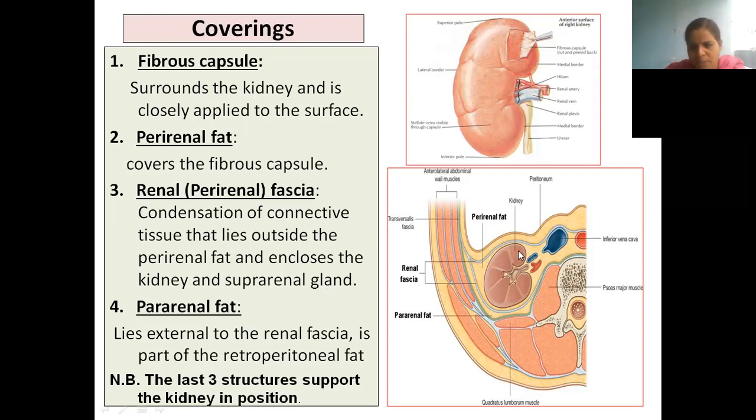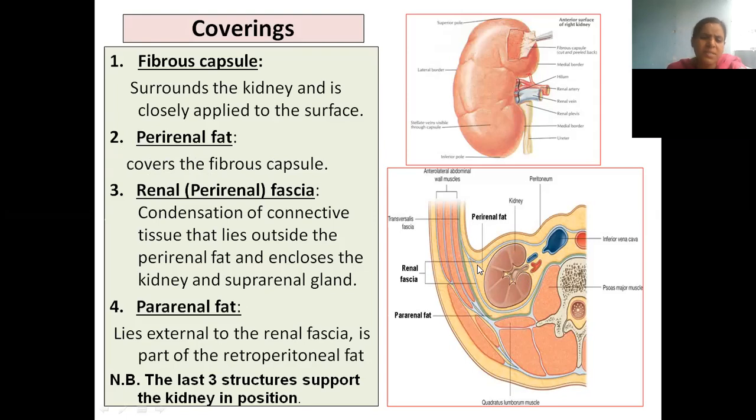Suppose this is a transverse section of the body wall taken at the level of the L2 lumbar vertebra. We are finding one kidney here. This is the left kidney. We are finding the inferior vena cava and abdominal aorta. These are structures in the hilum of the kidney, renal artery and renal vein. You find there is a fascia covering the kidney. Immediately covering it, this black line is actually the fibrous capsule. Surrounding this black line, some fat is there. You call this fat perirenal fat, which is outside the fibrous capsule.